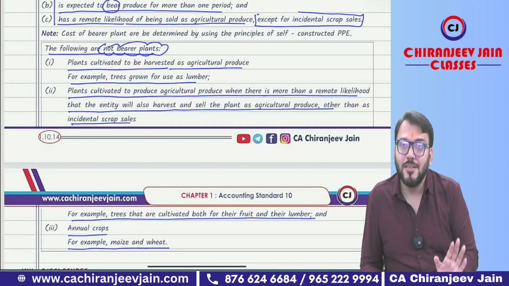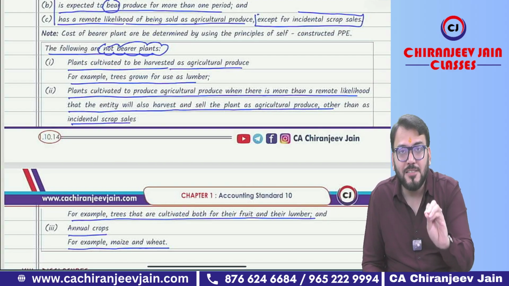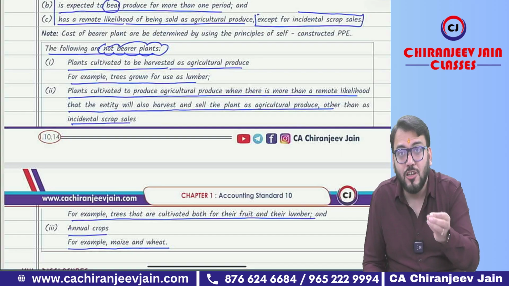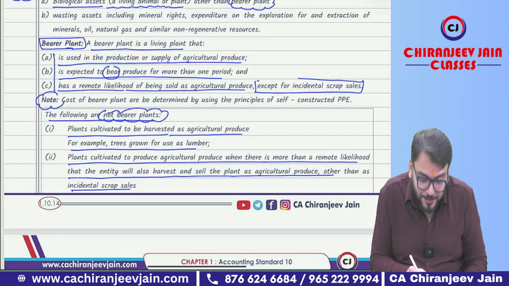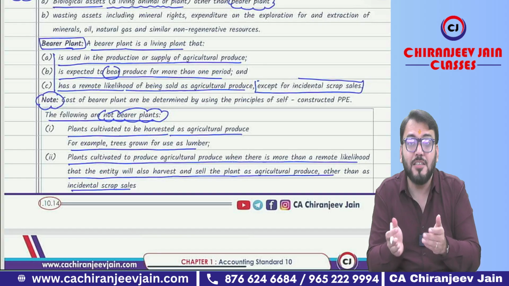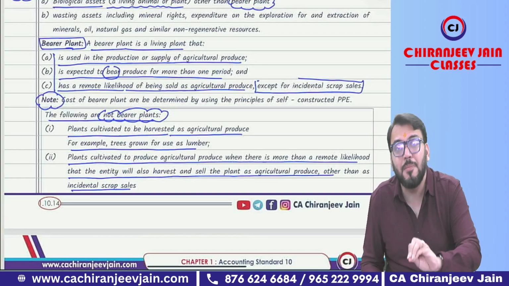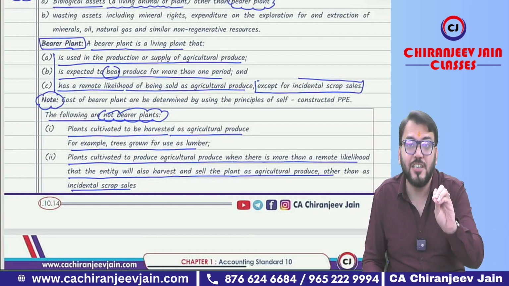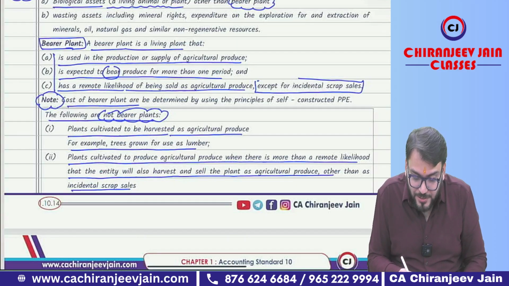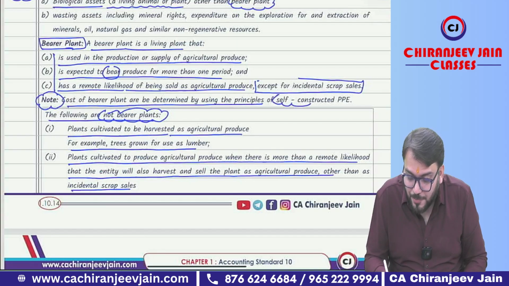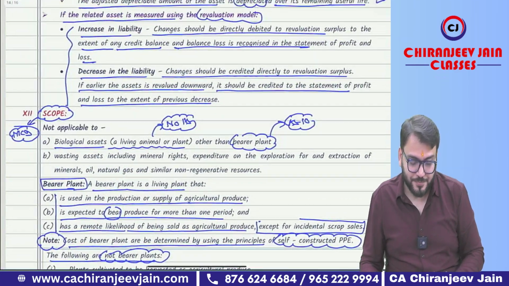Okay, correct. So one thing you have understood that AS10 is applicable to bearer plant, but AS10 is not applicable to biological assets which are not a bearer plant. Now, in that case, one clarification has been given that bearer plant is covered under AS10. So, how to calculate the cost price? The cost price of bearer plant will be calculated in the same manner as we have done for self-constructed asset, because that will be a self-grown plant. The cost of bearer plant is determined by using the principle of self-constructed PPE.